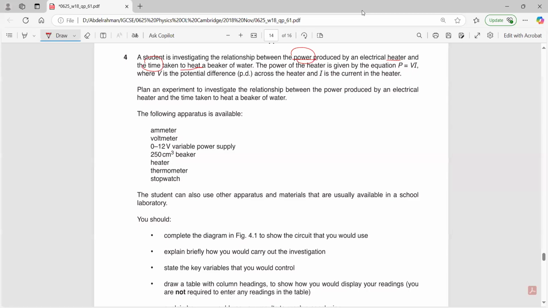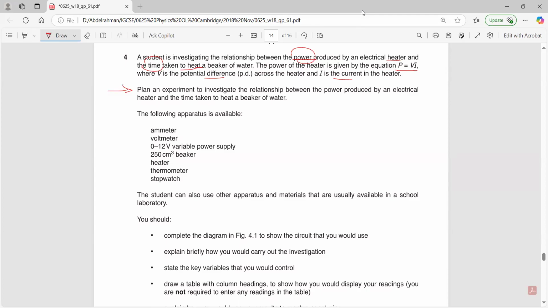The power can be calculated using this equation: power equals VI. So you have the voltage, you have the current, you can find the power, VI, where V is the potential difference, the voltage, and I is the current in the heater. Plan an experiment. I told you this is the most important statement in this question.